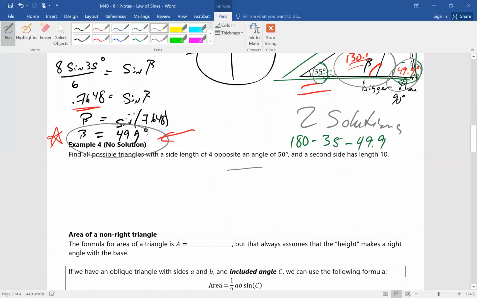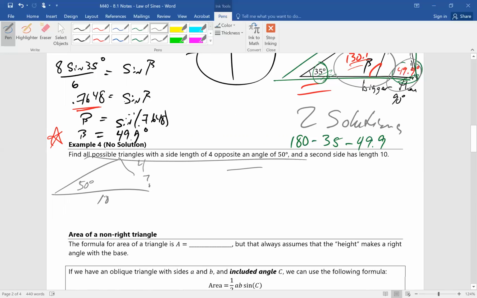Now check out example 4 where there's no solution. We're kind of giving it away before it even happens. If they say, and I should erase some of this, and this will be the last part of this video, find all possible triangles with the side length 4 opposite an angle of 50 degrees and a second side length 10. So we can do that. Here's 50 degrees. That's opposite a side of 4. We don't know if it's really going to reach. And then the secondary side is side 10.